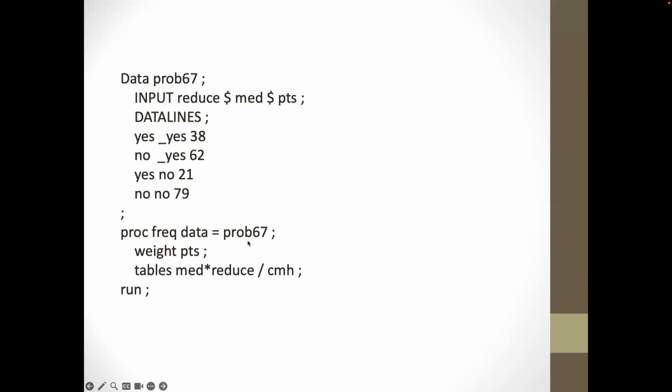Do proc freq, data equals. This is the data set name that I created up here, called it prob67. Weight, if you leave out this weight statement, it's going to assume that the value of patients was 38, not that you had 38 individual patients. It's going to take this as one record. So weight, PTS, could have named anything, but I call it PTS for patient, semicolon, tables, med times reduce / CMH, and this will give you the confidence limits for the odds ratio and relative risk.